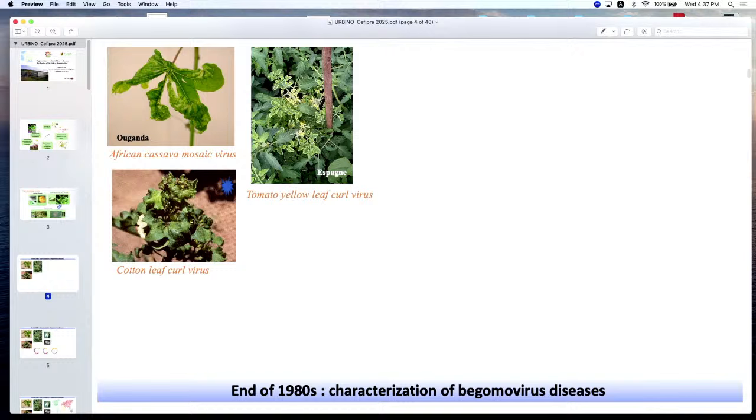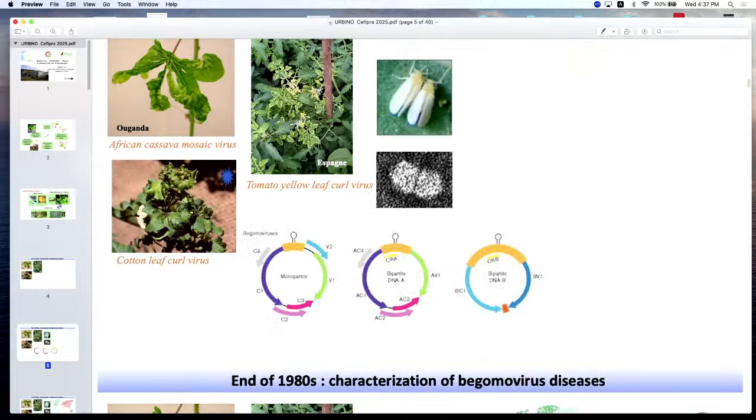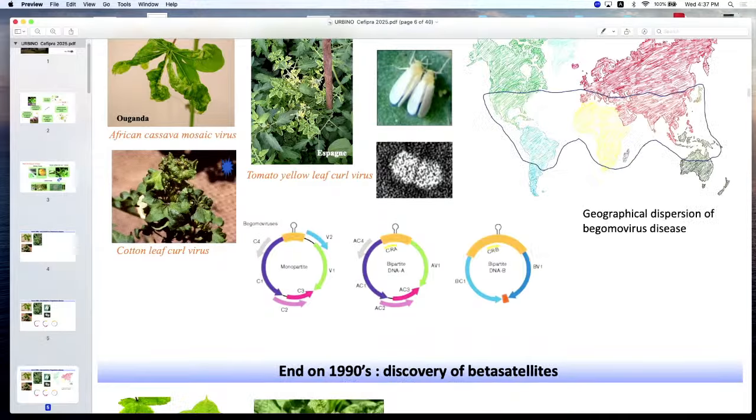As you know now, Begomoviruses are very important. They affect a lot of types of crops, from cassava and cotton to vegetable crops. They were detected around the 80s, and they are transmitted by the whitefly Bemisia tabaci, which is present in all the intertropical area. They are encapsulated in Geminate particles and can have monopartite or bipartite genomes. And this is the geographical dispersion of these diseases.